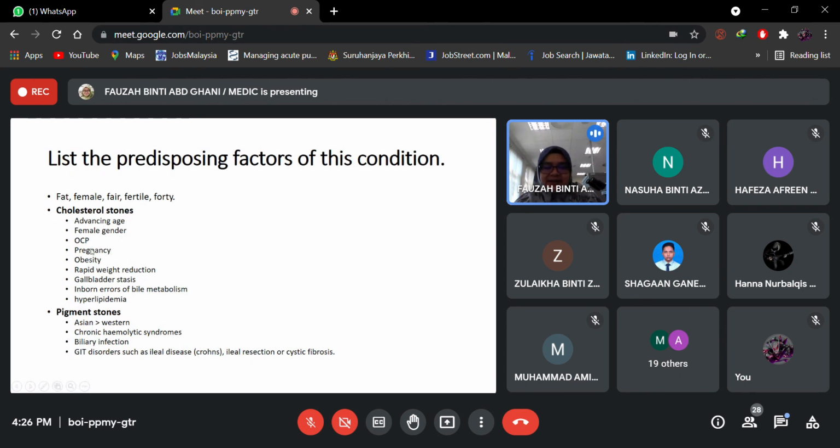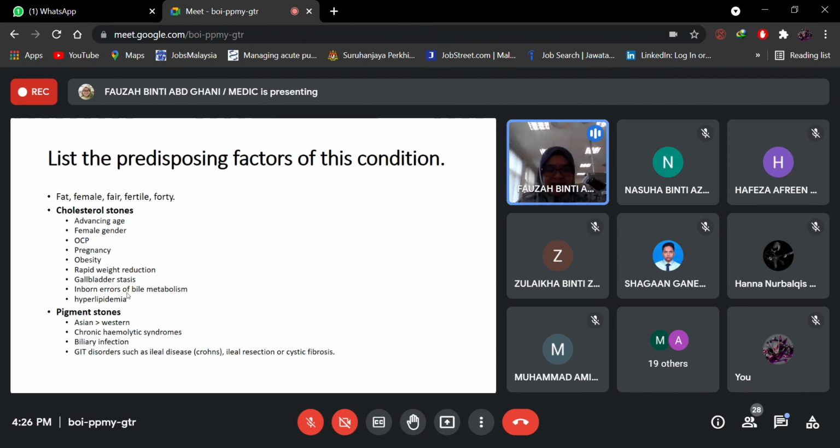Okay, and fat is the obesity. Okay, OCP, the oral contraceptive pills, is also, I'm not sure what is the mechanism, but it's thought to be one of the predisposing factors to develop cholesterol type of stone. I think we have discussed this in PBL, whereby rapid weight reduction can lead to the formation of stones, okay, and any form of gallbladder spasticity. Okay, some form of inborn error of metabolism, hyperlipidemia can also predispose to getting cholesterol stones.